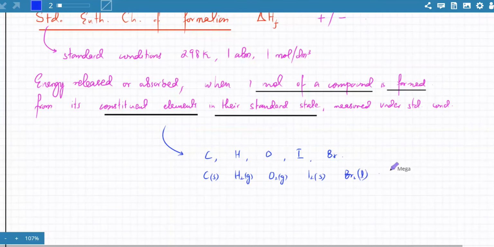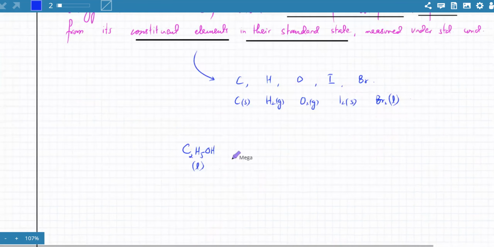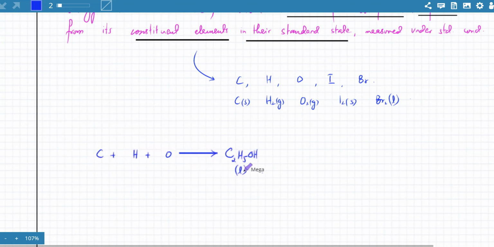For example, okay, let's try one. 1 mole of a compound. Let's take ethanol, C2H5OH. So I'm taking ethanol, 1 mole of a compound, and it's formed from its constituent elements. What are the elements? It's carbon and hydrogen and oxygen. These are the three elements that it is made up of. The elements must be in their standard state.